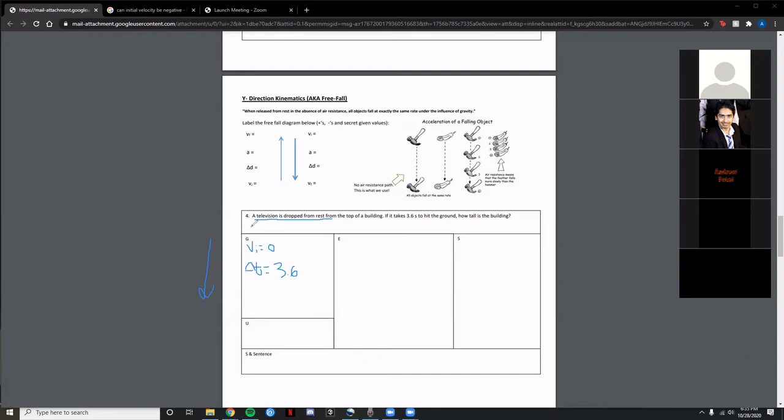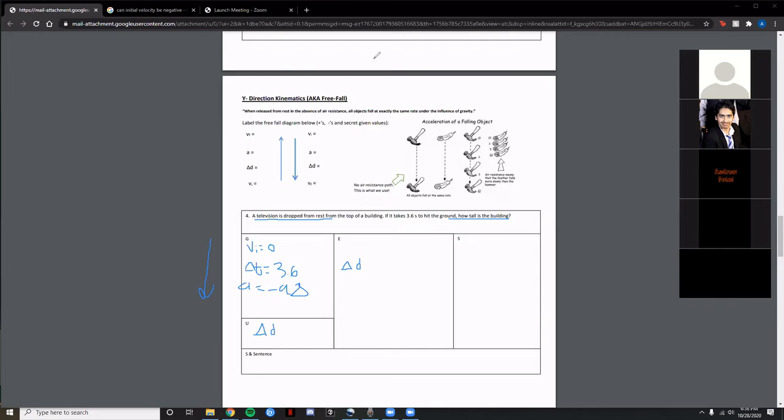All right, since it's going downwards, how tall is the building? Acceleration is always going to be negative 9.8. So we're looking for height. So height's going to be dealing with delta D. So let me think of a way to find this. How would you guys find this? What formula? Good. We would use the delta D one.